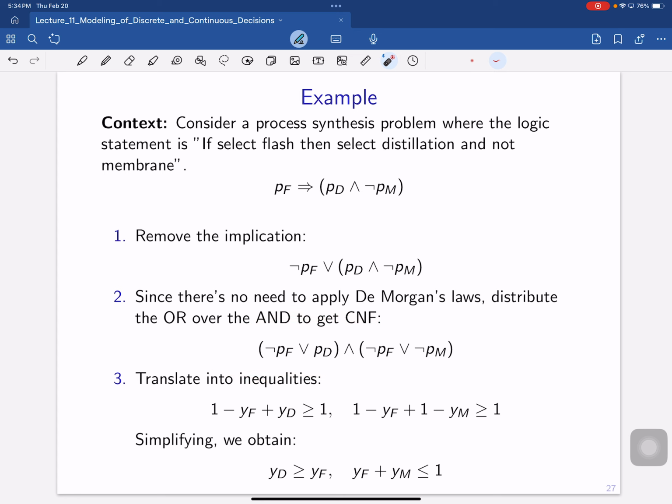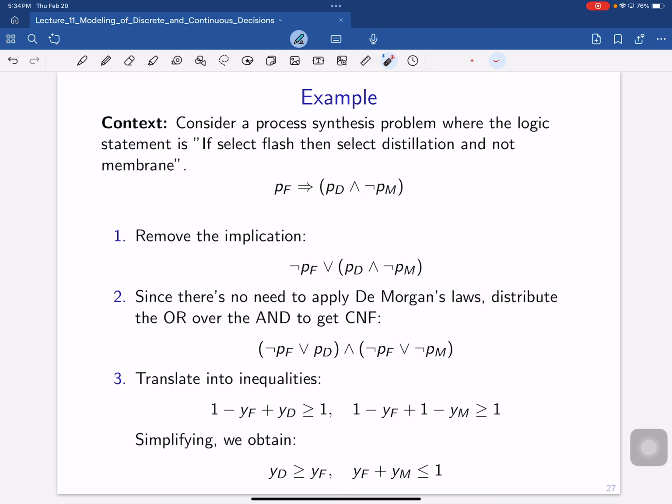So how do you translate the CNF into linear inequalities? That is very easy. So you have negation of PF or PD. That means either 1 minus F or YD is true. Their summation has to be greater than or equal to 1. And likewise, you can translate these logic conditions into linear inequalities. Okay, so here's what you can obtain.